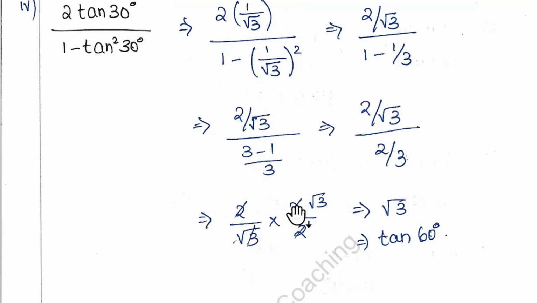So just take the reciprocal in the denominator, 2 by root 3 into 3 by 2. Always remember, when you're cancelling 3 with root 3, you'll end up with root 3, because 3 is root 3 into root 3. So one root 3 will get cancelled and the remaining will be another root 3. The 2 will get cancelled. Root 3 is the answer. Check the table: tan 60 is the root 3 value.